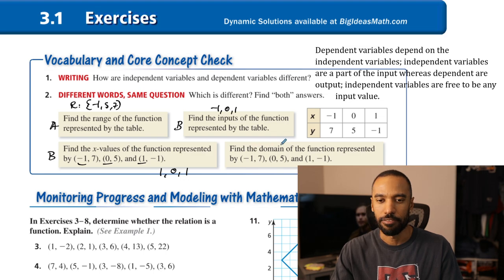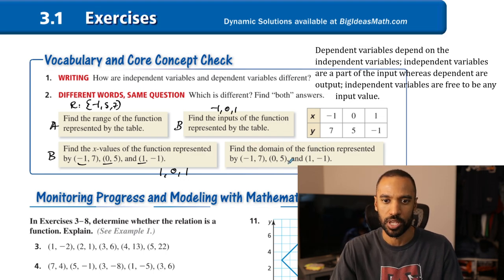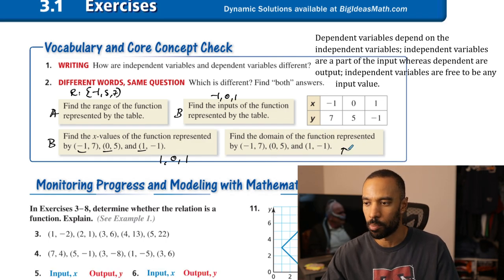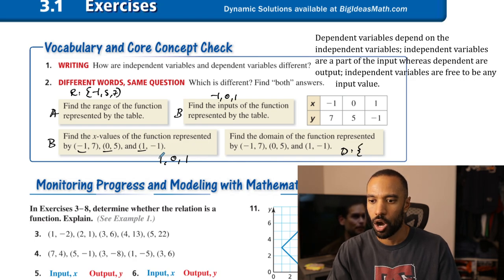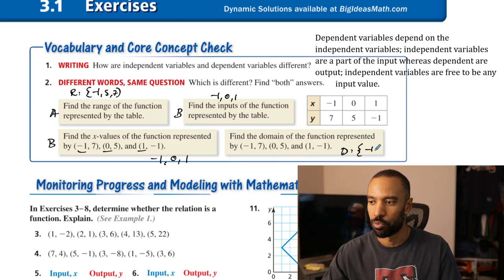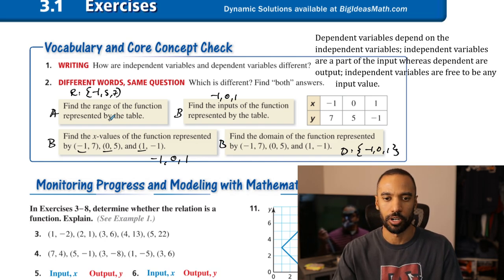Looks like this is going to be the different one. And find the domain of the function represented by these ones here. That'll be the domain is negative 1, 0, and 1. Oh, I'm sorry. This should be negative 1 there. Negative 1, 0, and 1. So the one that was different was the first one on range.